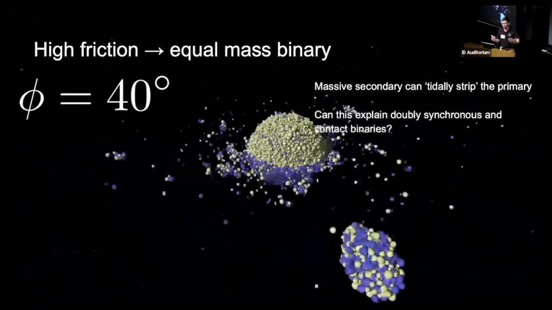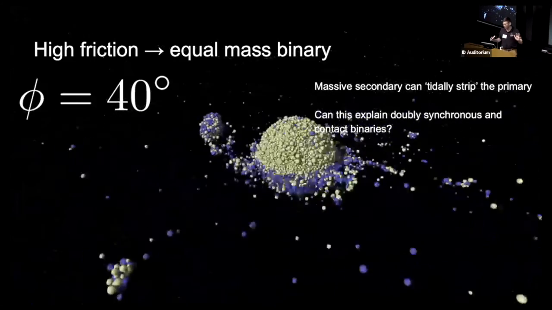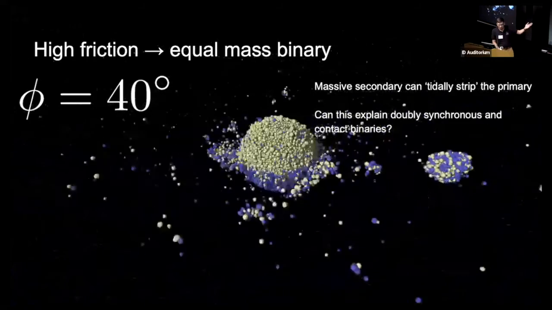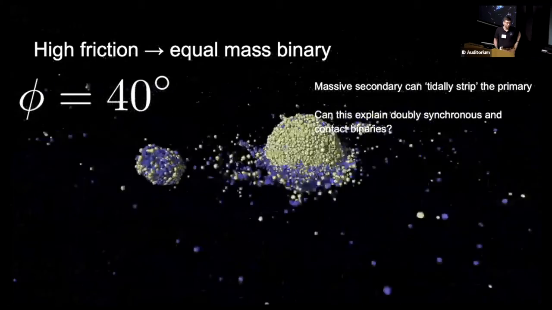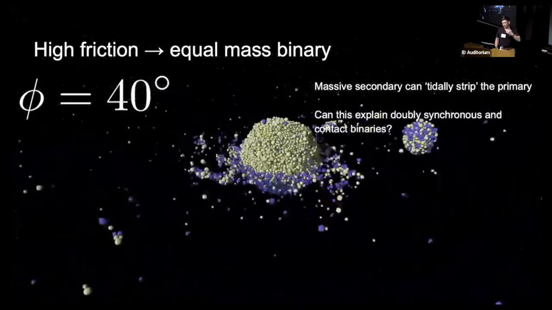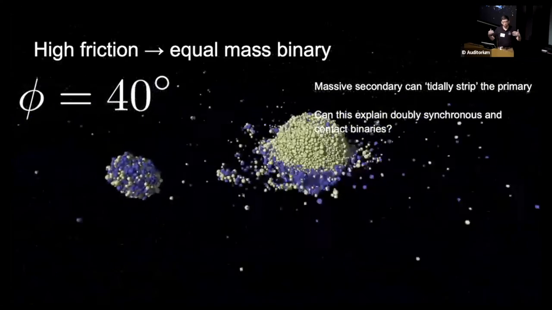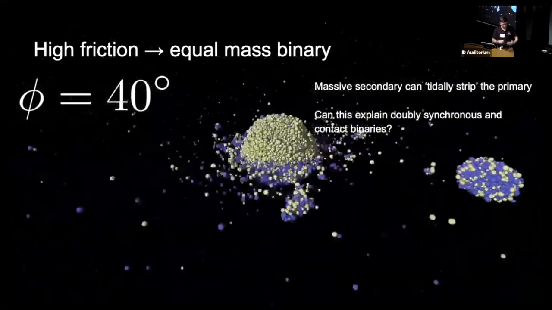Once the binaries are equal mass, tides become a lot more efficient. Even though we don't really understand how the tides work on rubble piles, we know they're at least going to be more efficient when it's equal mass. So maybe you run the simulation long enough and they're going to become tidally locked, and that explains your doubly synchronous systems. And then you can explain your contact binaries: once they become tidally locked, the binary YORP effect kicks in, which imparts torque to the binary orbit, which can actually shrink or expand the orbit. So you can shrink them and have them touch.